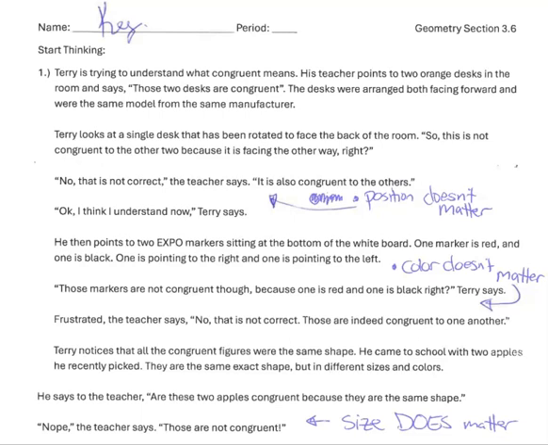Alrighty, moving on to section 3.6. The start thinking part is this long dialogue between a teacher and a student, and the whole point is to get you to understand truly what congruent means. So it says Terry is trying to understand what congruent means.